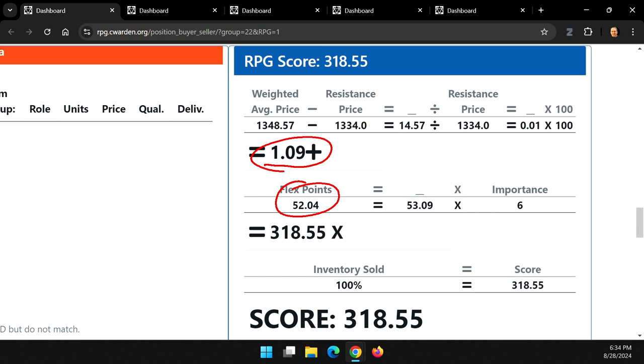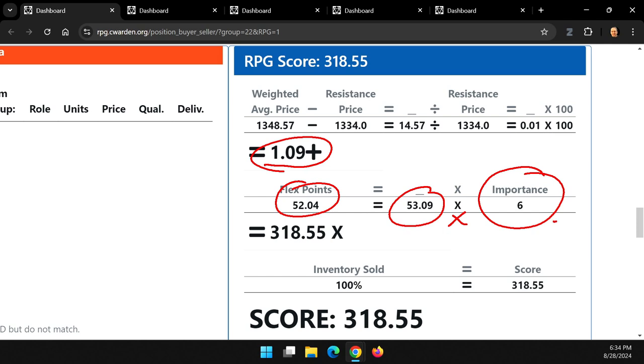And here we're going to end up with this 53 here. And then we're going to times the importance. Now, this is a really biggie. Remember, at the beginning of the RPG, you can choose your importance. An important RPG means it's very important. It's vital to the company. So if you're going to do well, you do really well. And if you're not going to do well, then it's not so important.